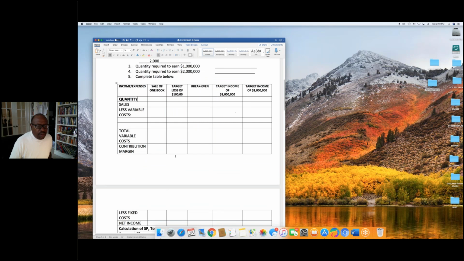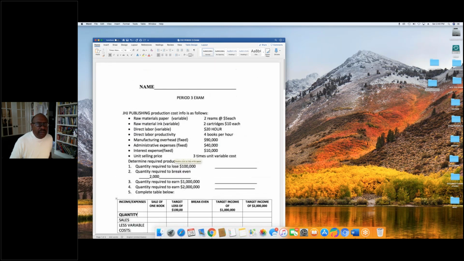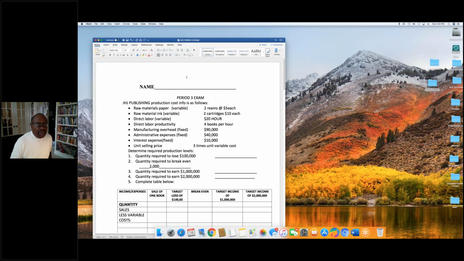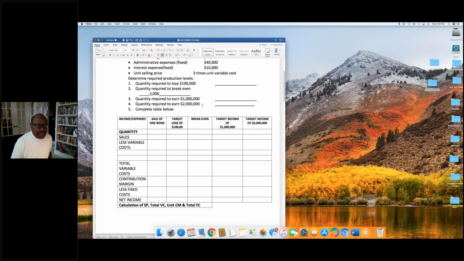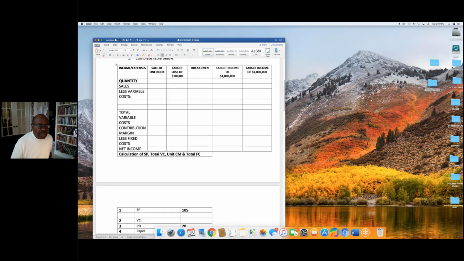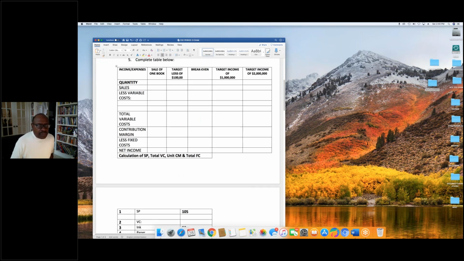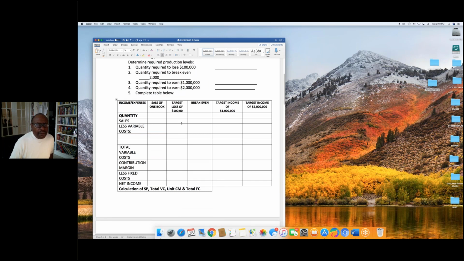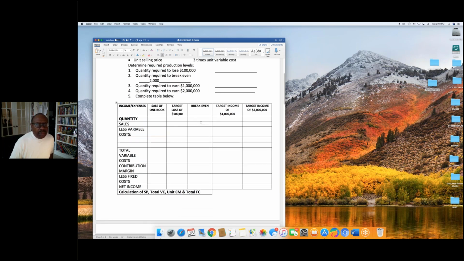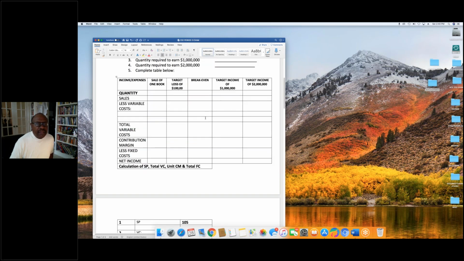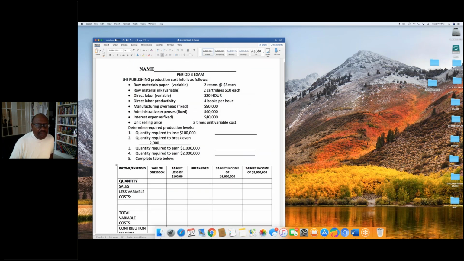So we're putting our quantities here. Get everything here. Okay. So the quantity to break even, we've just calculated that. Is 2,000.